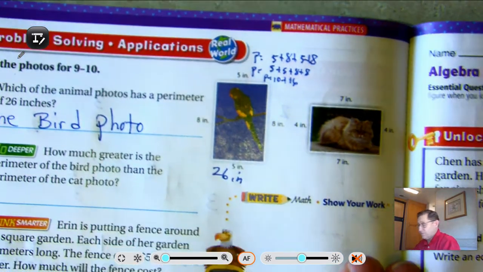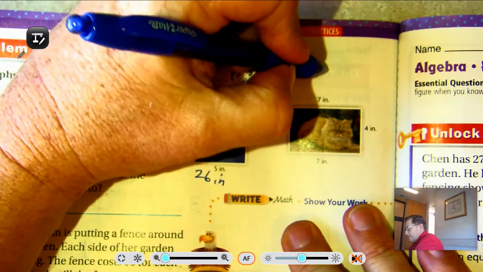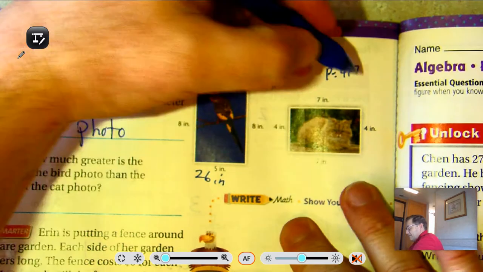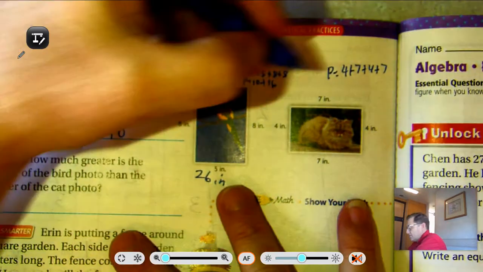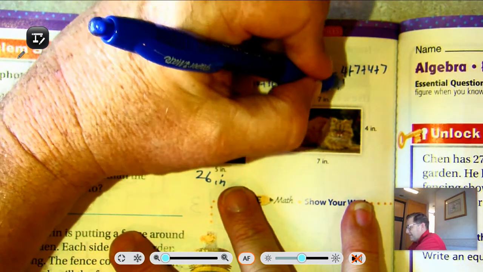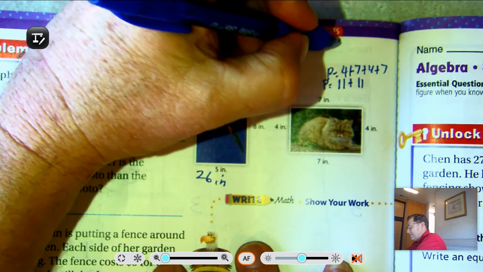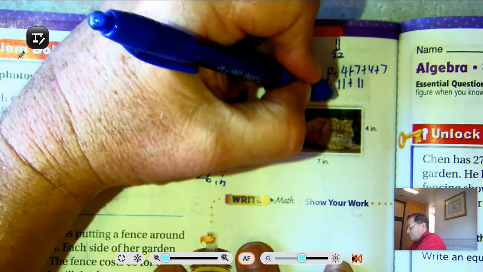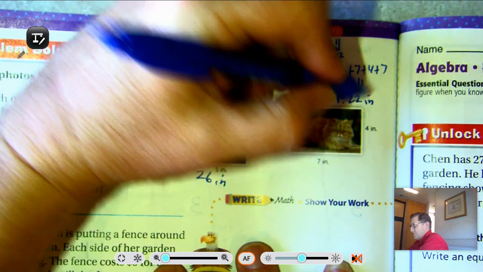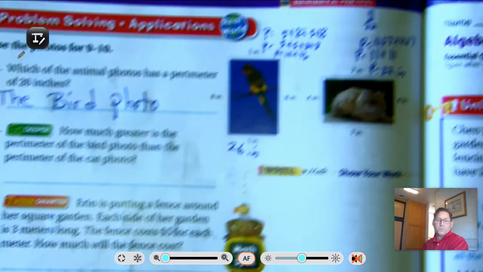Maybe it's 26 too. So this one we have 4 plus 7 plus 4 plus 7. All right, so 4 plus 7 is 11. So the other side is 11. What's 11 and 11? 22. So 22 inches. So no, it's the bird photo.